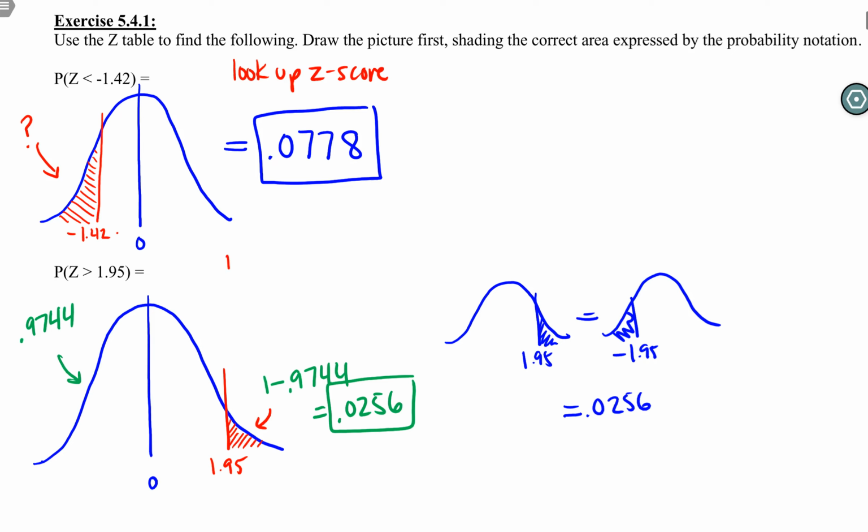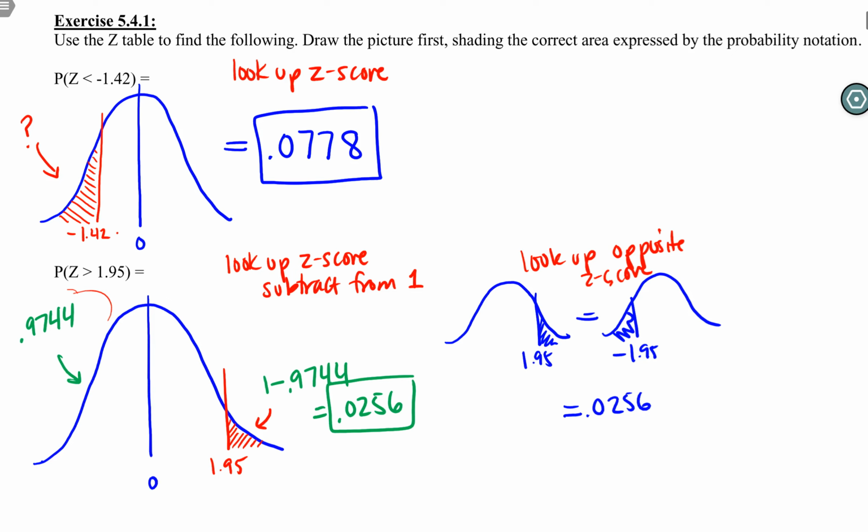In this case, we wanted to see that z was greater than 1.5. We had two options. We could look up the z-score and then subtract from 1, because we would only get this left side probability and we needed the right side probability. We know the whole area under the curve is 1. That was option number 1, or option number 2 was to look up the opposite z-score. So we know this thing is symmetric, so the other option was to just look up the negative in this case, or if it had been negative, to look up the positive.